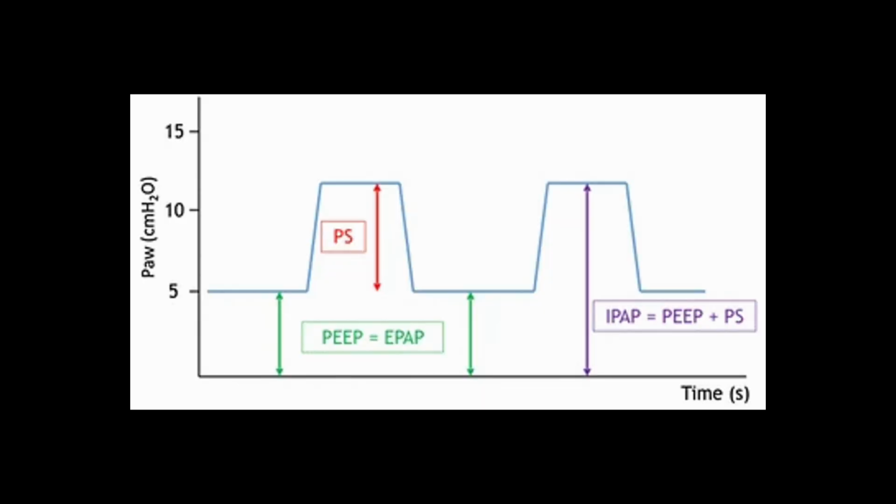Here's a graphic depiction of the parameters that we are using. IPAP should be equal or near equal to your peak pressures. PEEP and EPAP should be equal, and pressure support should be equal to the difference between IPAP and PEEP.